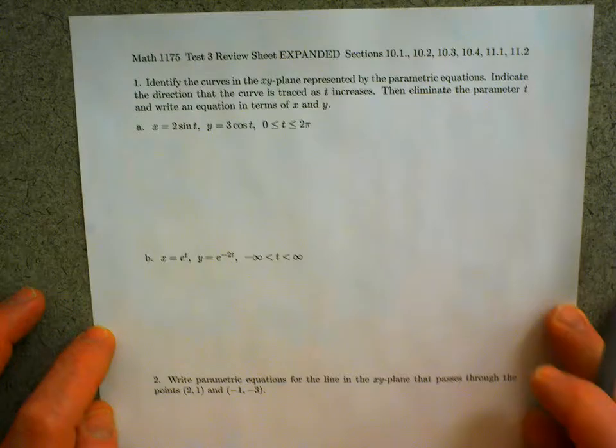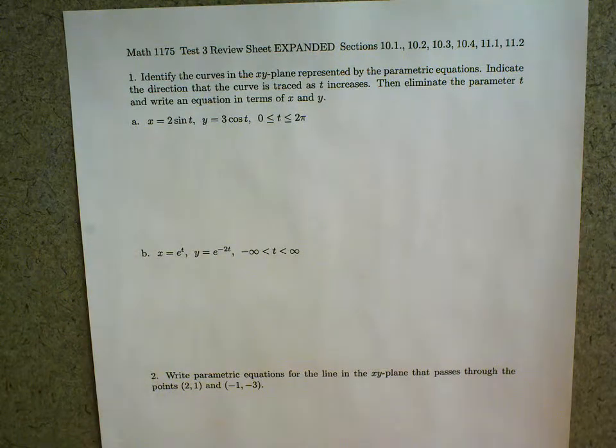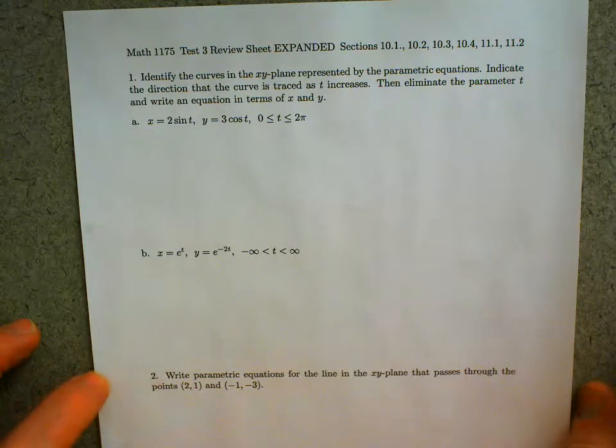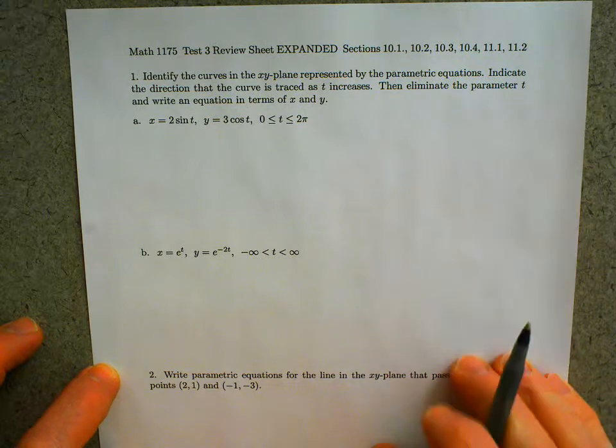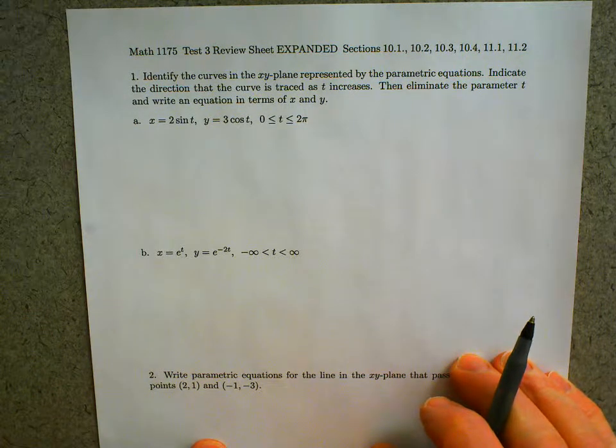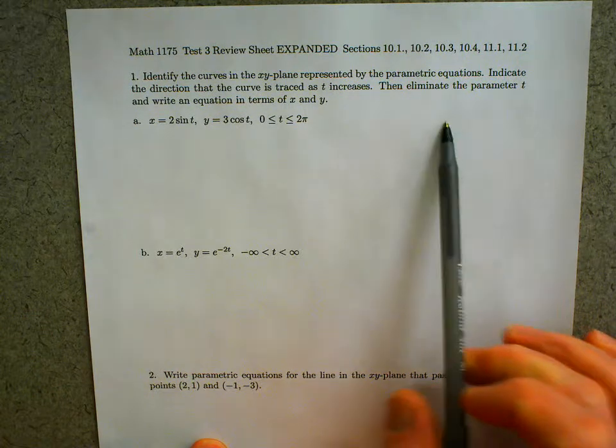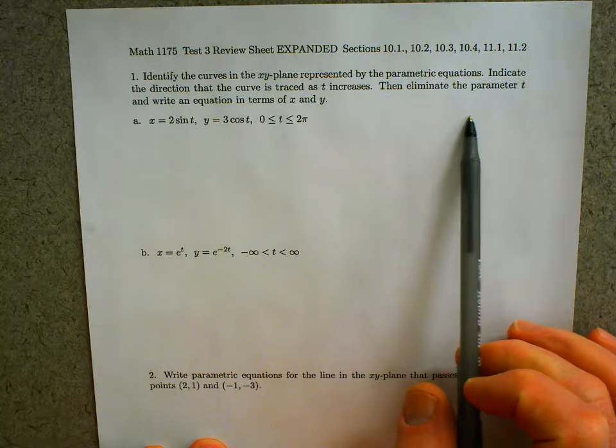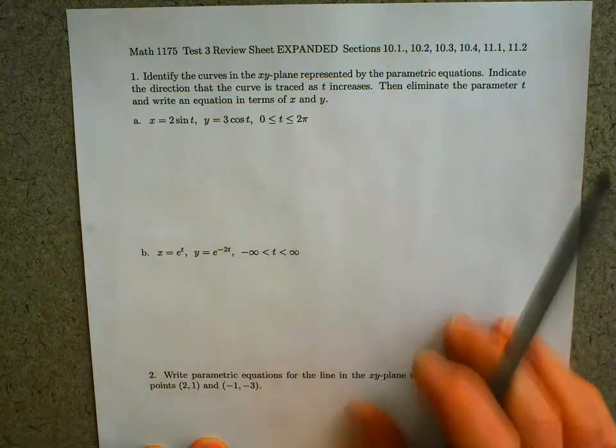In this first problem, identify the curves in the xy plane that are represented by the parametric equations and indicate the direction that the curve is traced as t increases. And then eliminate the parameter t and write an equation in terms of x and y.